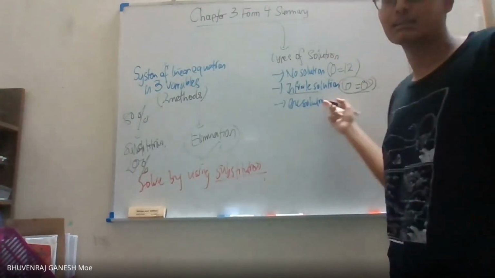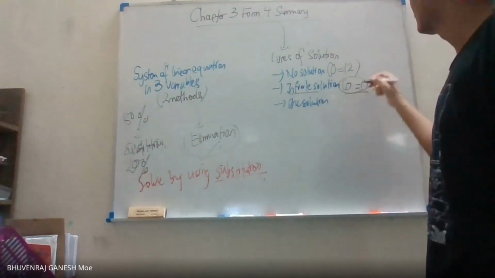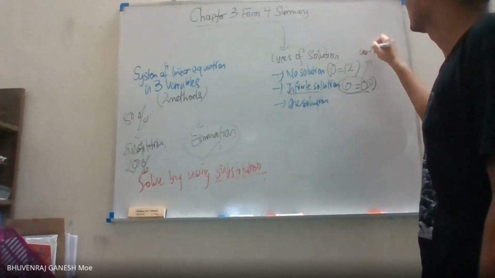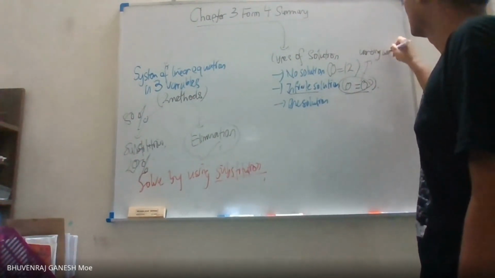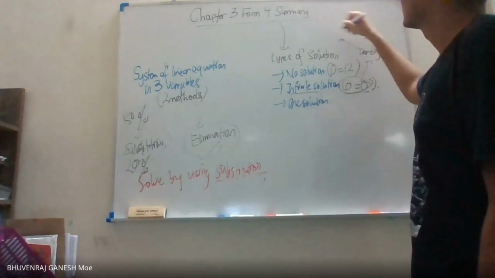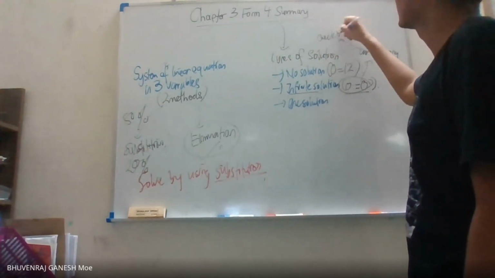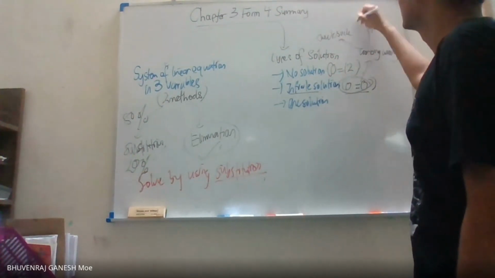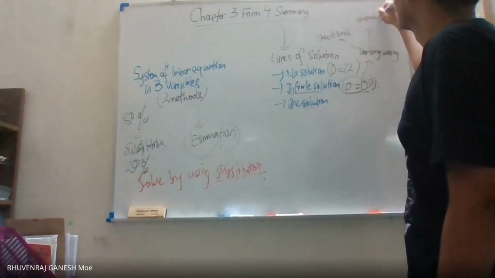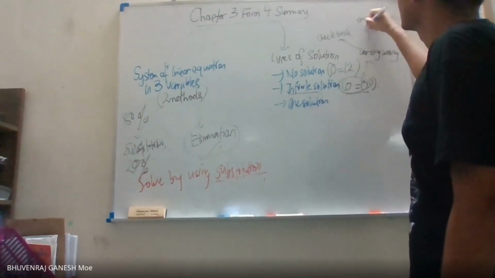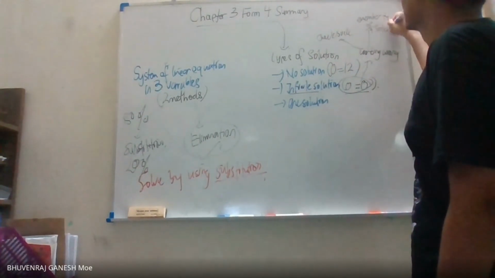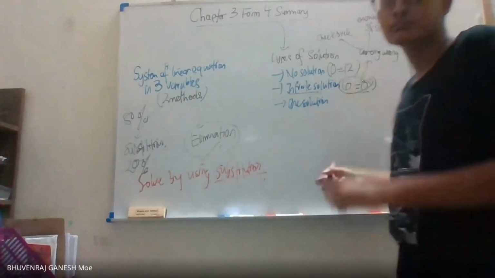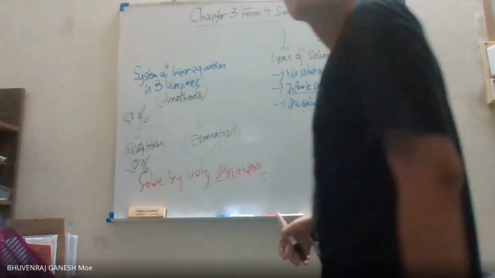Sometimes you might get this in the exam, so don't be shocked. Sometimes you might think your working is wrong. But you can also check back. There are two ways you can do it: you can check back, or second way, remember your types of solution, because this can also be one of the solutions they want to test in the question.